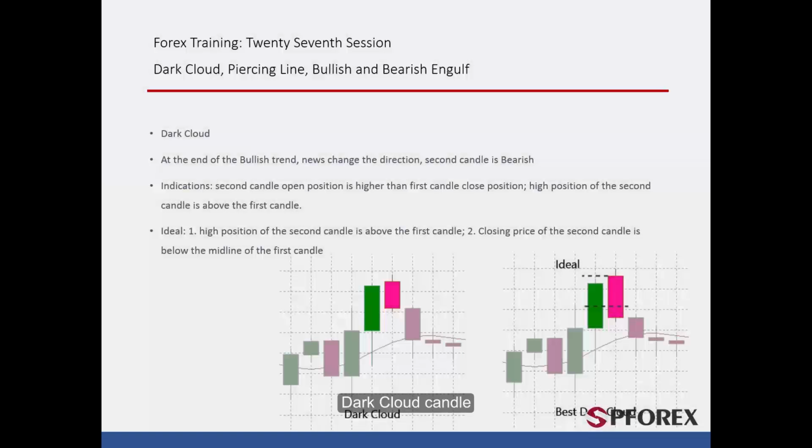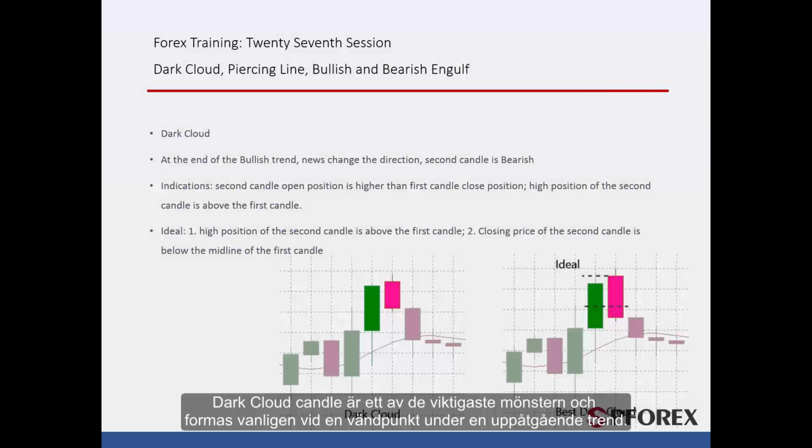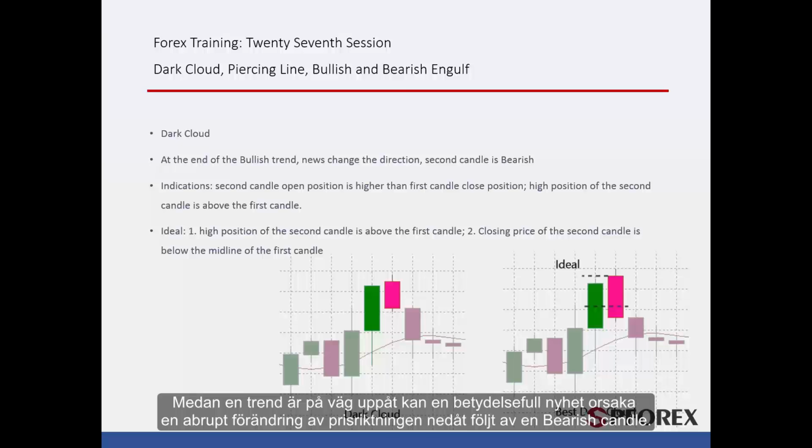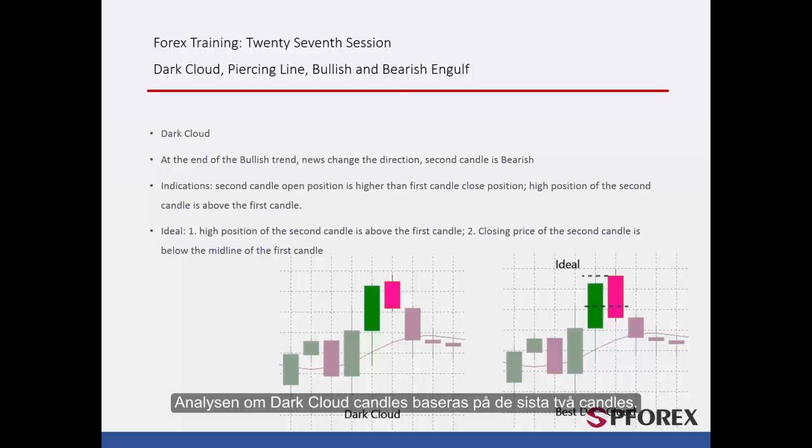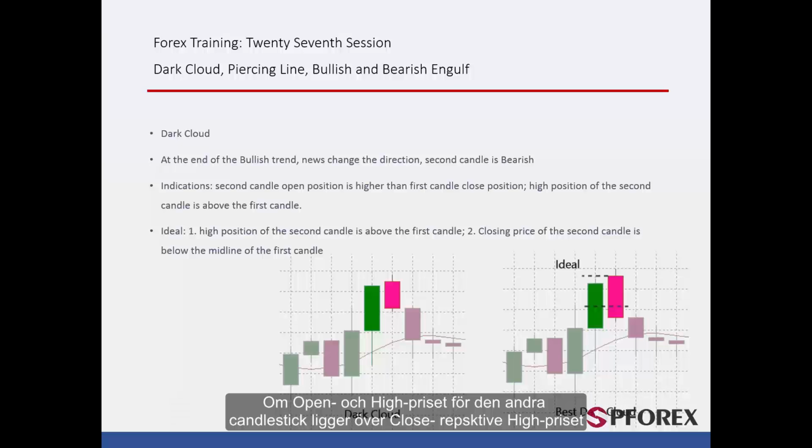Dark cloud candle. Dark cloud candle, one of the most important patterns, usually appears at the reversal point of an uptrend. While the trend is on its way up, a significant news causes an abrupt change in direction toward the downside, followed by a bearish candle. The analysis of dark cloud candles is based on the last two candles. If the open and close prices of the second candle are over the close and high price of the first candle, respectively, then a dark cloud pattern is formed.